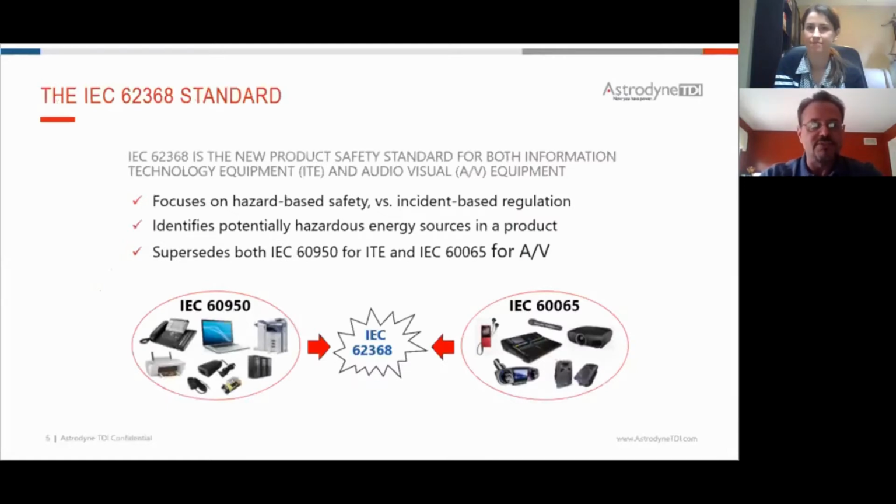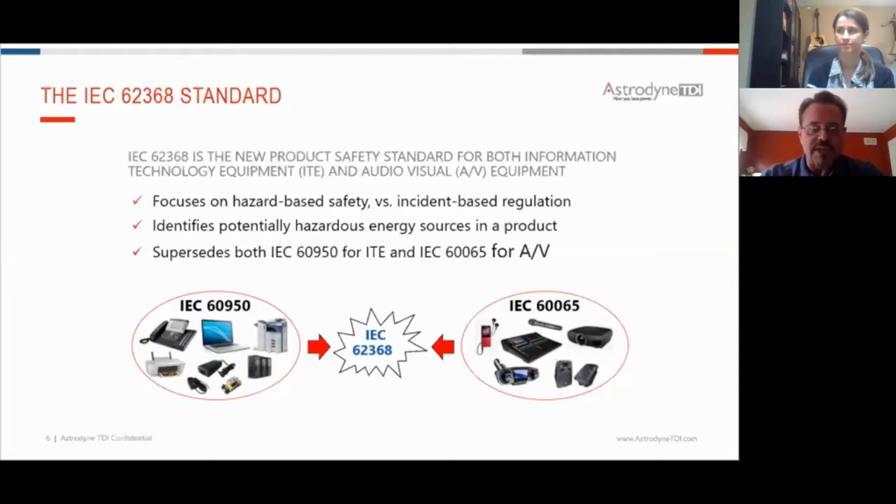So the IEC 62368 standard is a new product safety standard. What it's meant to do is cover both information technology equipment and audiovisual equipment. Today, those two groups of products are covered by two different standards, the IEC 60950 standard and the IEC 60065 standard. So 60950 covers IT equipment, things like data servers and laptop computers, and yes, power supplies. And the IEC 60065 standard covered more audiovisual things like speakers, wireless speakers, digital media players, things like projectors and cameras.